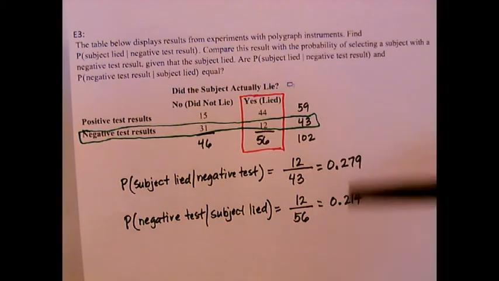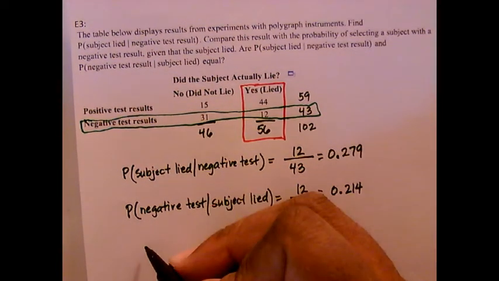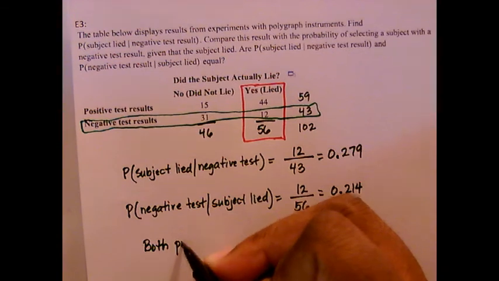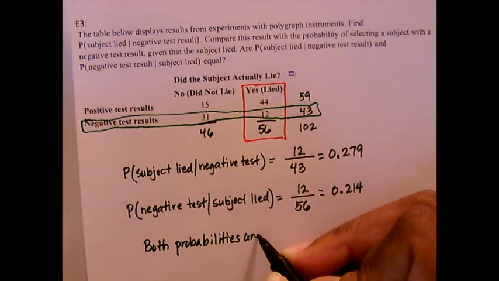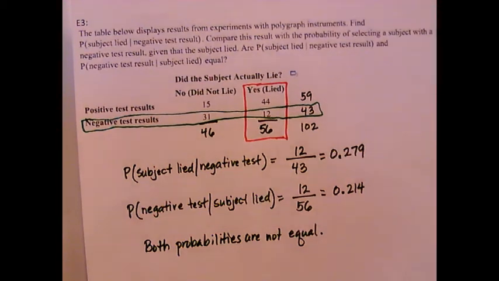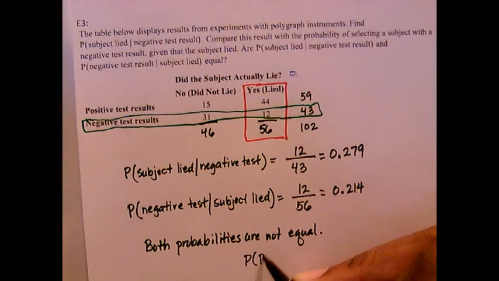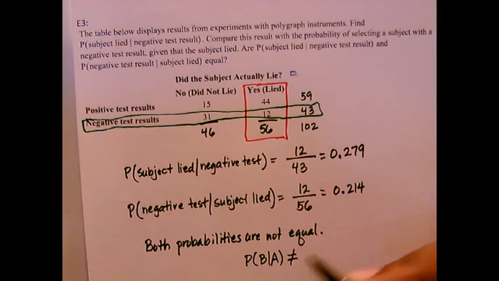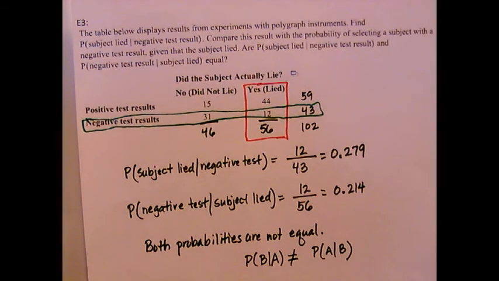And as you can see here, these probabilities are not equal. Okay? So this is an example of the confusion of the inverse. So here we can say that both probabilities are not equal. Okay? So that concludes that the probability of event B, given that A has already happened, is not the same as the probability of event A, given that B has already happened. Okay? So that's what we call confusion of the inverse.